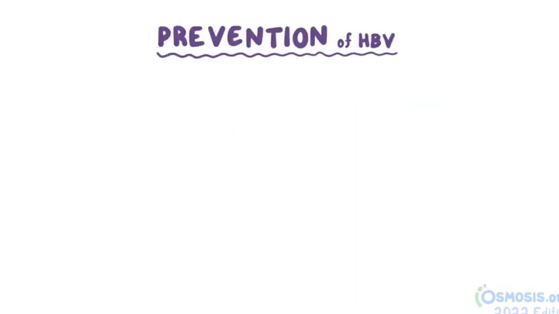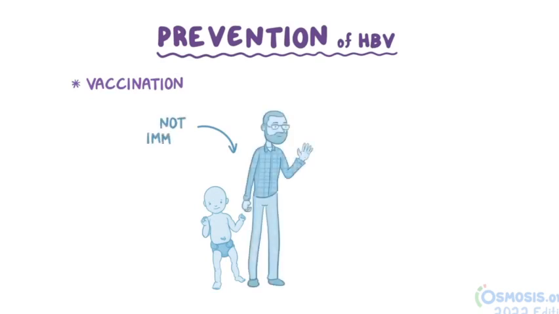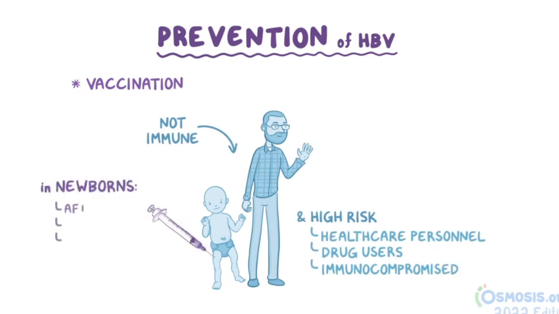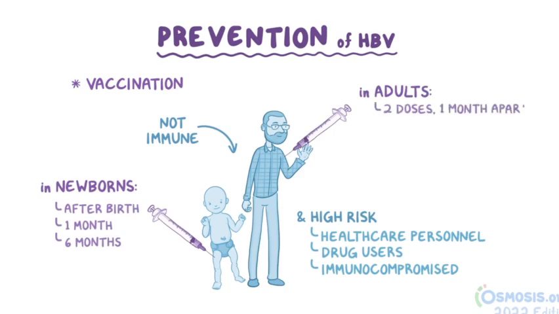Prevention of HBV infection is done by vaccination in infants and in adults that are not immune to HBV infection and have a high risk for developing it, such as healthcare professionals, injection drug users, and immunocompromised individuals. In newborns, 3 doses are given, the first shortly after birth, the next at 1 month of age, and the last at 6 months. In adults, 2 doses are given, 1 month apart.